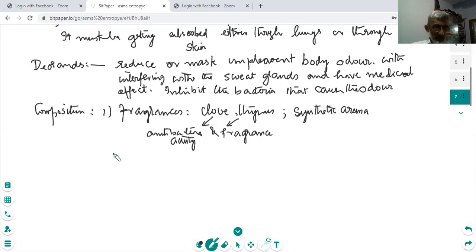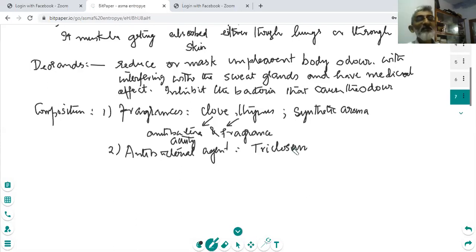The second is an antibacterial agent. A separate antibacterial agent may be added. A commonly used antibacterial agent in deodorants is triclosan.